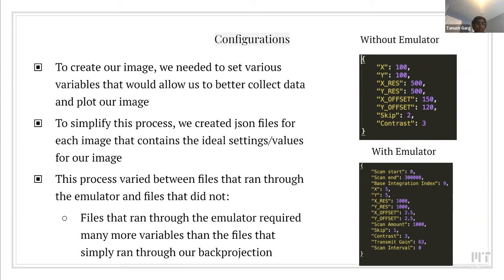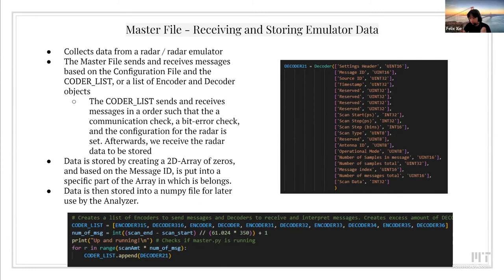So first, I'm going to go over what we do when we're running through the emulator. We need to open up the emulator, and then we have our master file, which communicates with the emulator and receives and stores our data. We have a coder list that is the order of messages that we're going to send and then receive. At the bottom, you can see that we have encoder 315, which represents, I believe, the bit error check. It's just a massive list of encoders and decoders. So that's how we communicated with the emulator.